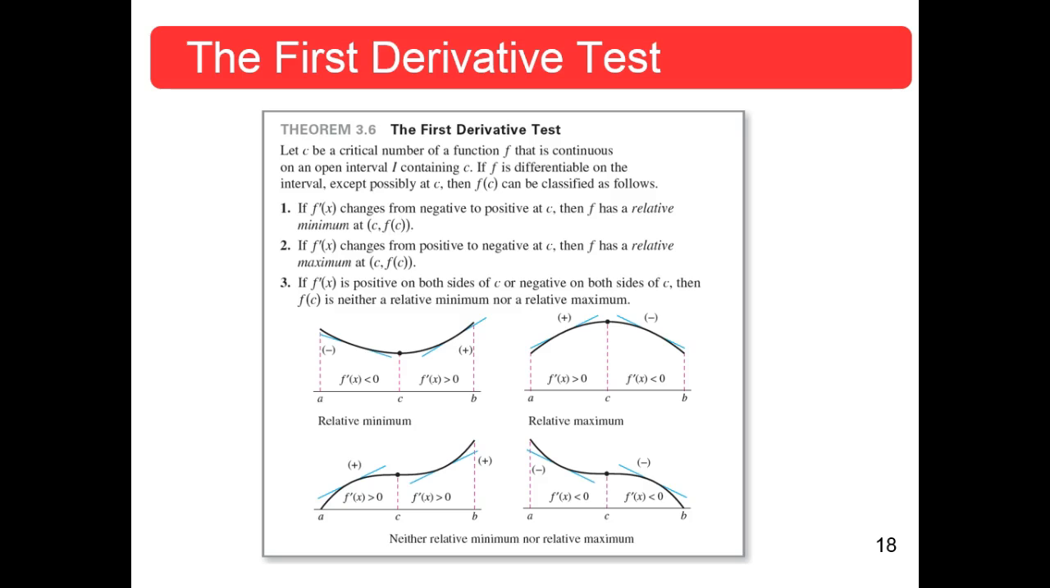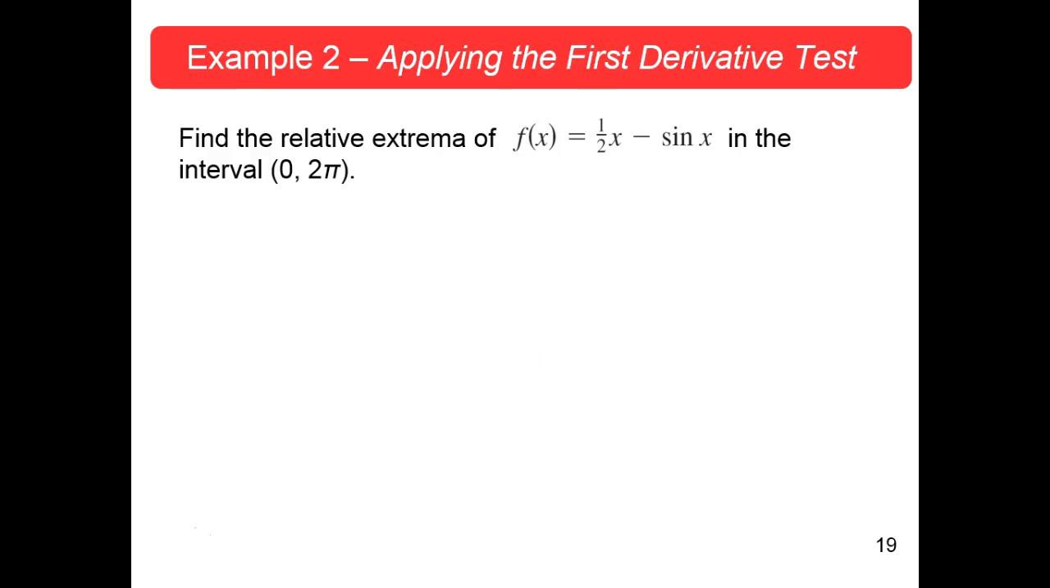That's a critical value, but it doesn't mean it's a max or a min. Here, first derivative negative on one side, positive on the other side, minimum. Positive on this side, negative on that side, relative maximum. Make sense? First derivative test for your extrema. We were doing increasing, decreasing. We put that together for the extreme values. Does that make sense? All right.